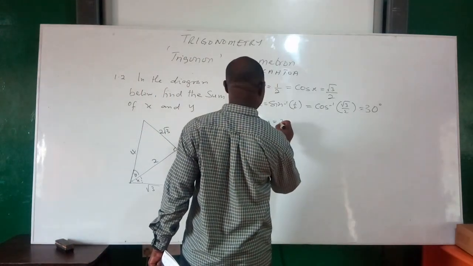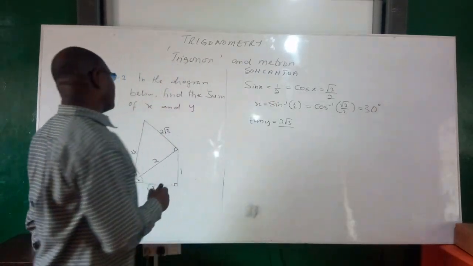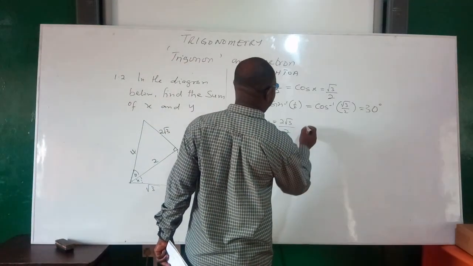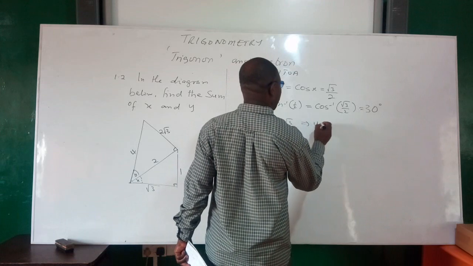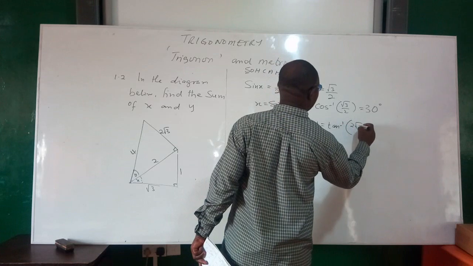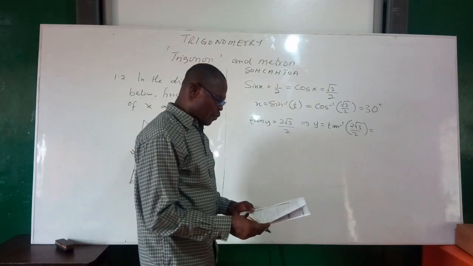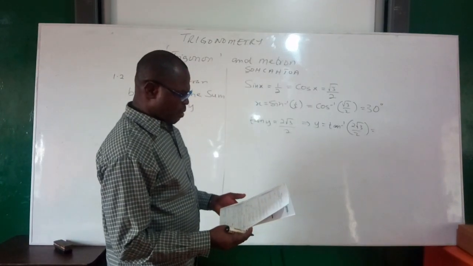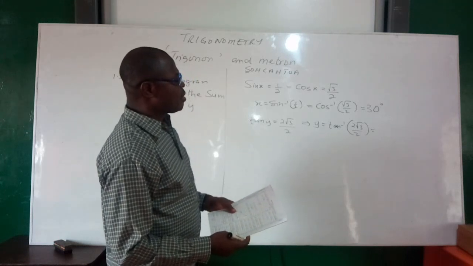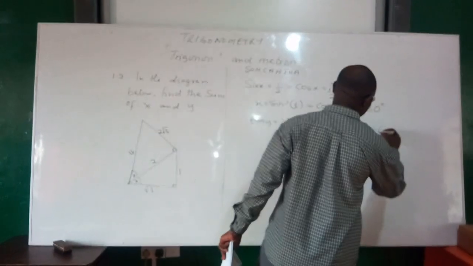2 root 3. And then the adjacent of the one on top is 2. Therefore, if you want to find y, let's find the inverse of that. So tan inverse of 2 root 3 all over 2. Let's go to our calculators and find it. The 2 will cancel the 2, and then we find tan inverse of root 3, which will give us 60.